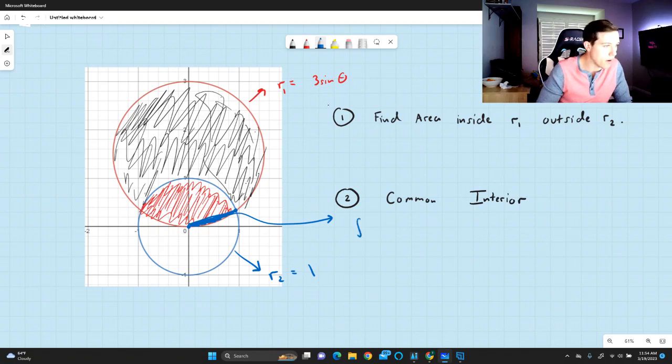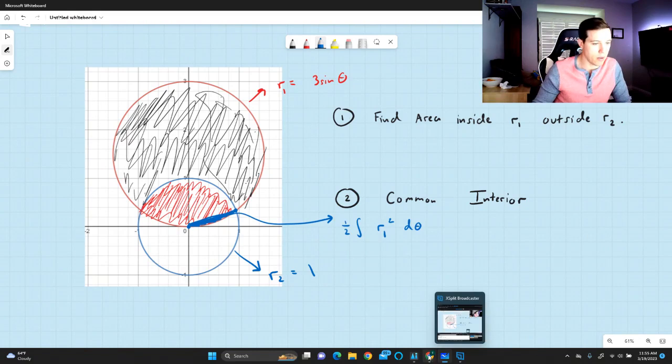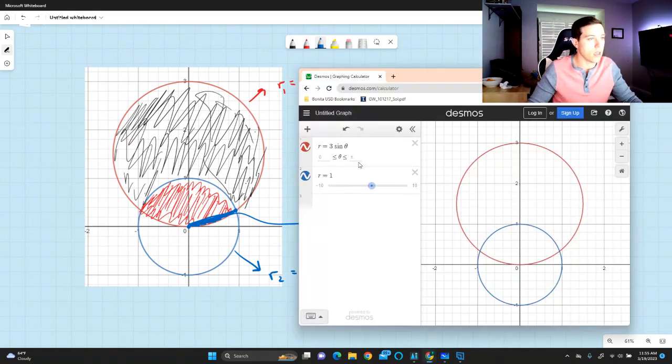So how do I capture this first blue slice right here? Well, notice what curve I'm going out to. All of these sectors went out to the red curve. So this deals with one half r1 squared d theta. That's the easy part. The hardest part is the bounds. So we come back to Desmos and we look at this graph, r equals 3 sine theta, and we just look at the bounds on it.